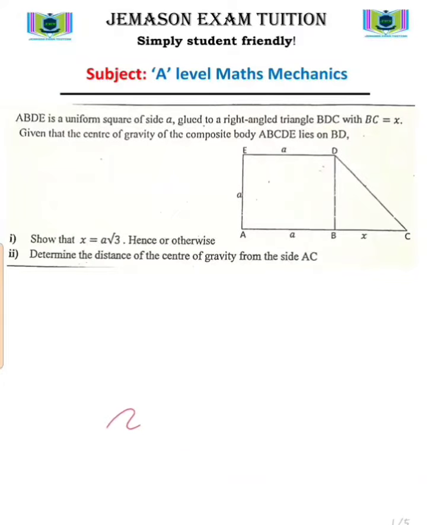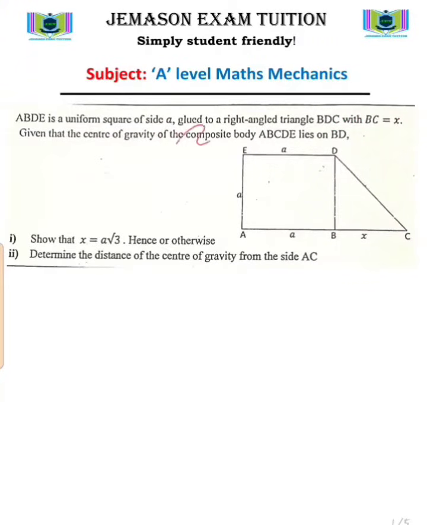Hello, in this session of our tutorials, we are going to be focusing on a question involving center of mass, and it is from the Northwest Regional Mock of 2024. The question says ABDE, actually it is ABCD. From the diagram, is a uniform square of side A glued to a right-angled triangle BDC with BC equal X.